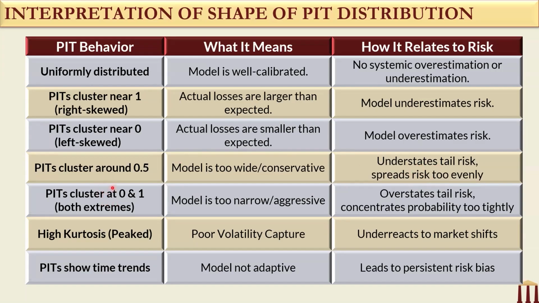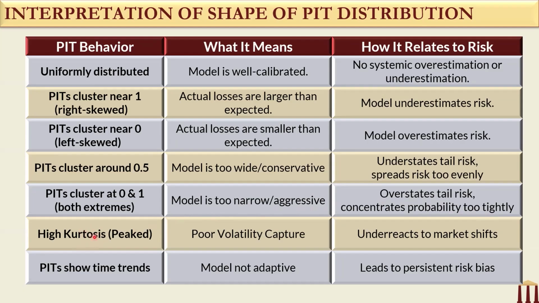Now consider the case when PITs cluster at both extremes near 0 and 1. So this implies that the model is actually too narrow. The forecasts are too narrow or aggressive. Any narrow or aggressive model will push too much weight into the tails, overstate the tail risk, and overpredict the extreme outcomes. It will concentrate the probability too tightly in the tails.